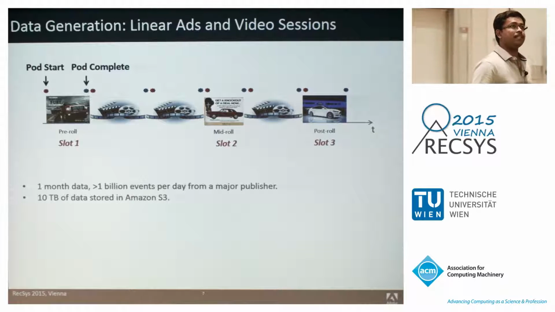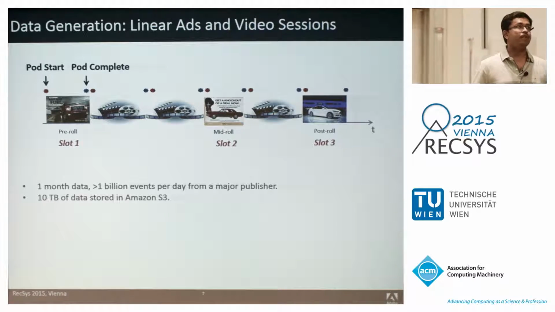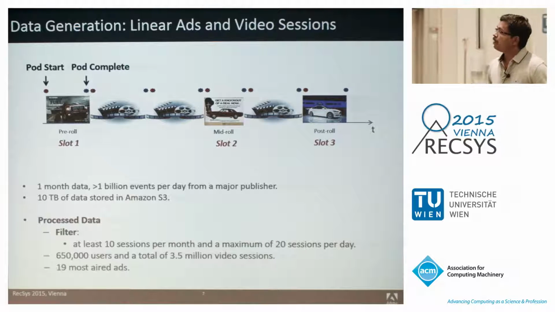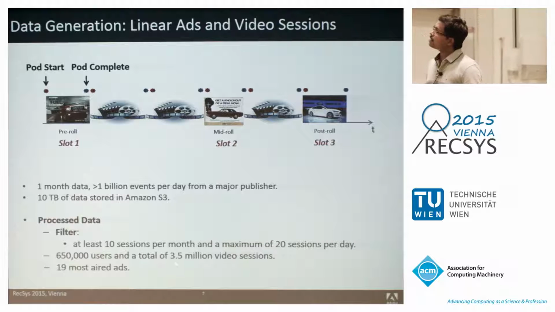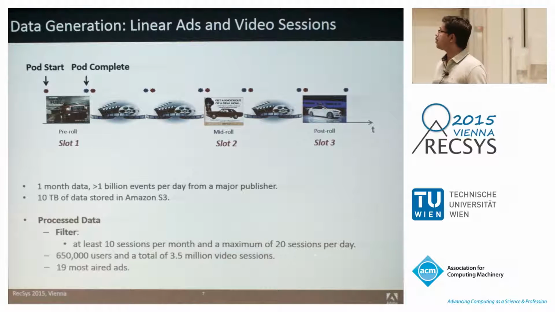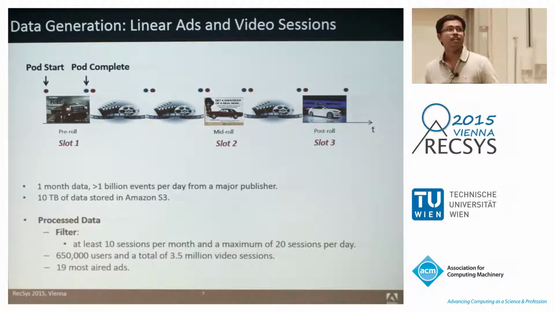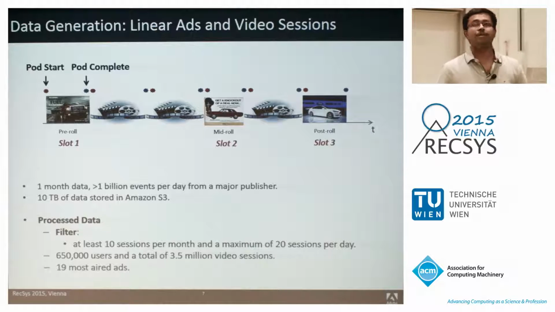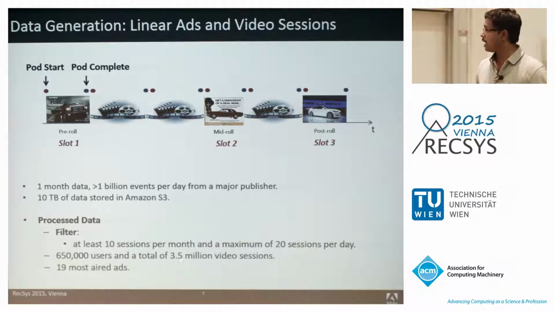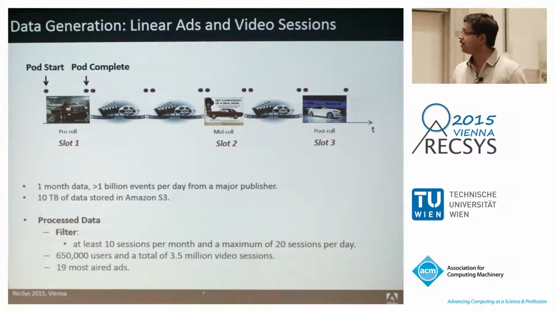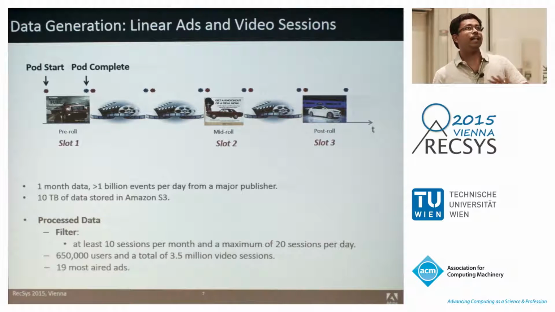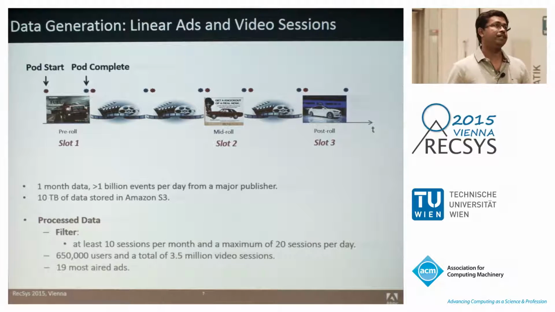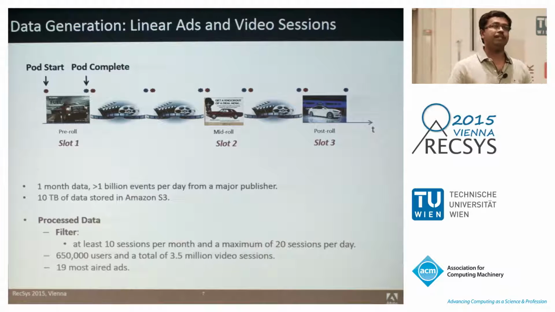We put some filters to choose what kind of users we wanted to look at. We looked at users who had at least 10 sessions per month and a maximum of 20 sessions per day. With that filter, we came down to 650,000 users and a total of 3.5 million video sessions. And we selected 19 ads out of those video sessions because those are the only 19 ads on which we had complete information because of confidentiality reasons.